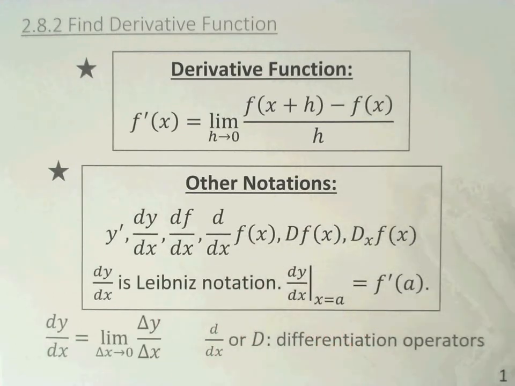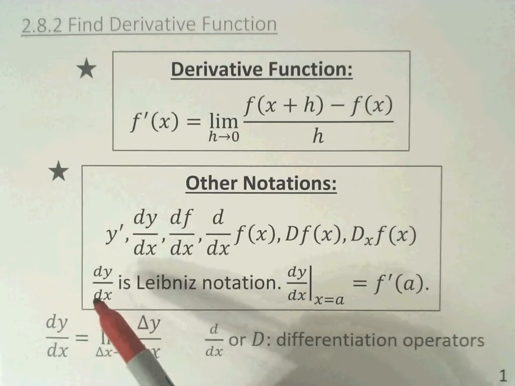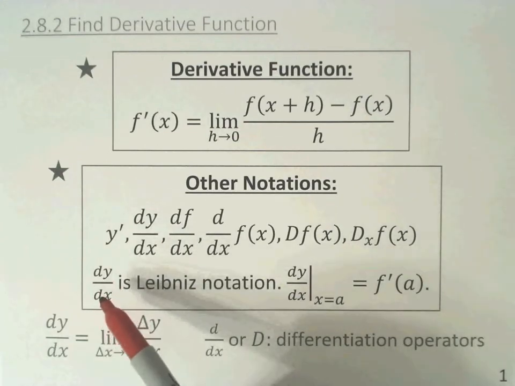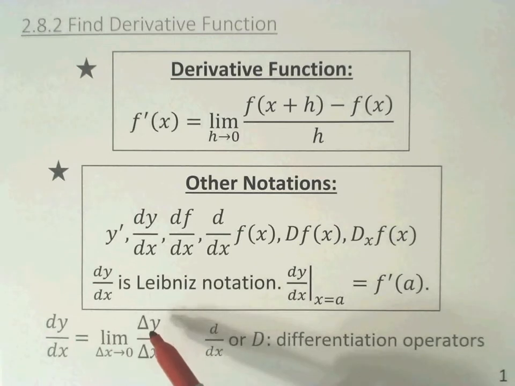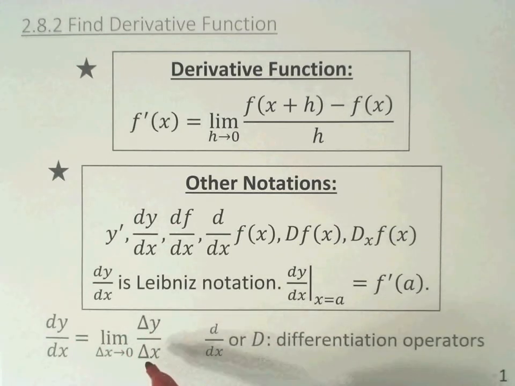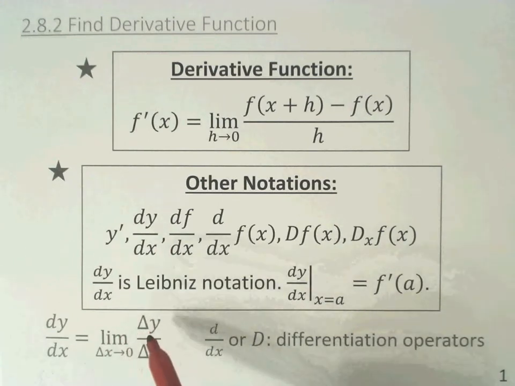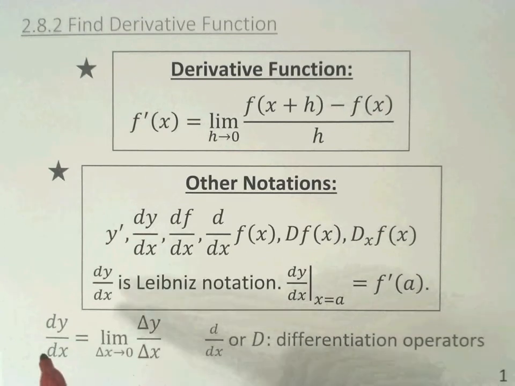So why did we write dy dx? Leibniz used this. Because you know the derivative is the limit of delta y over delta x, the average rate of change. Take limits, and you know this is the derivative. So Leibniz changed delta y over delta x to dy dx. That's the reason, and we still use it so far.